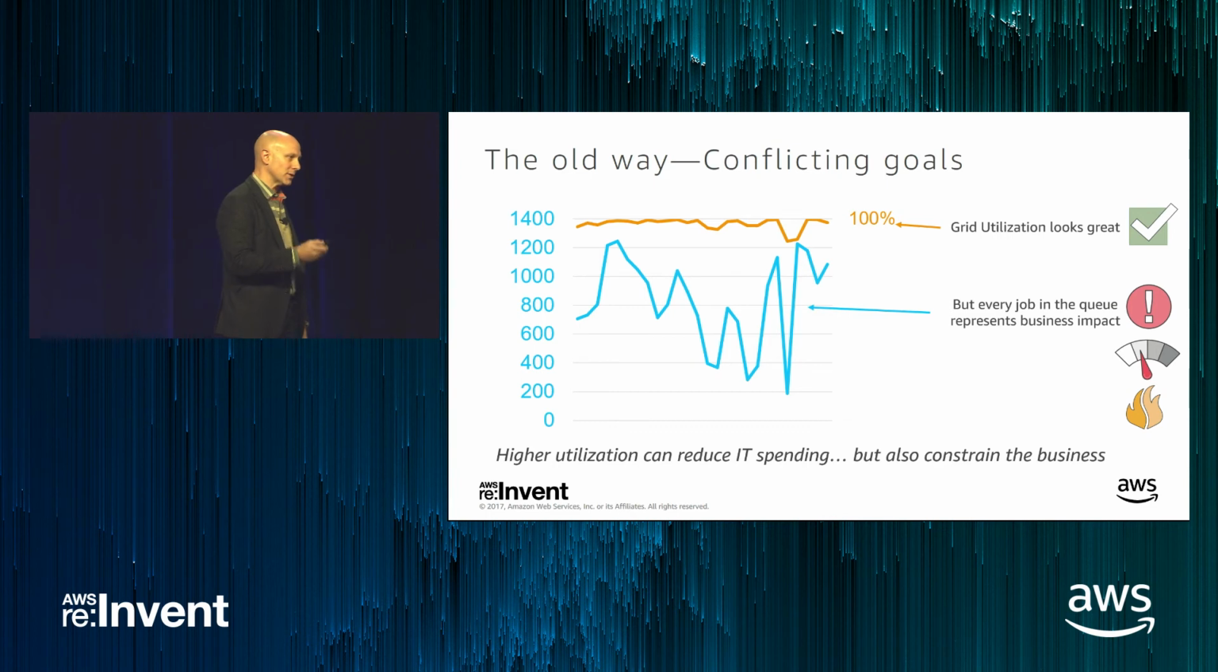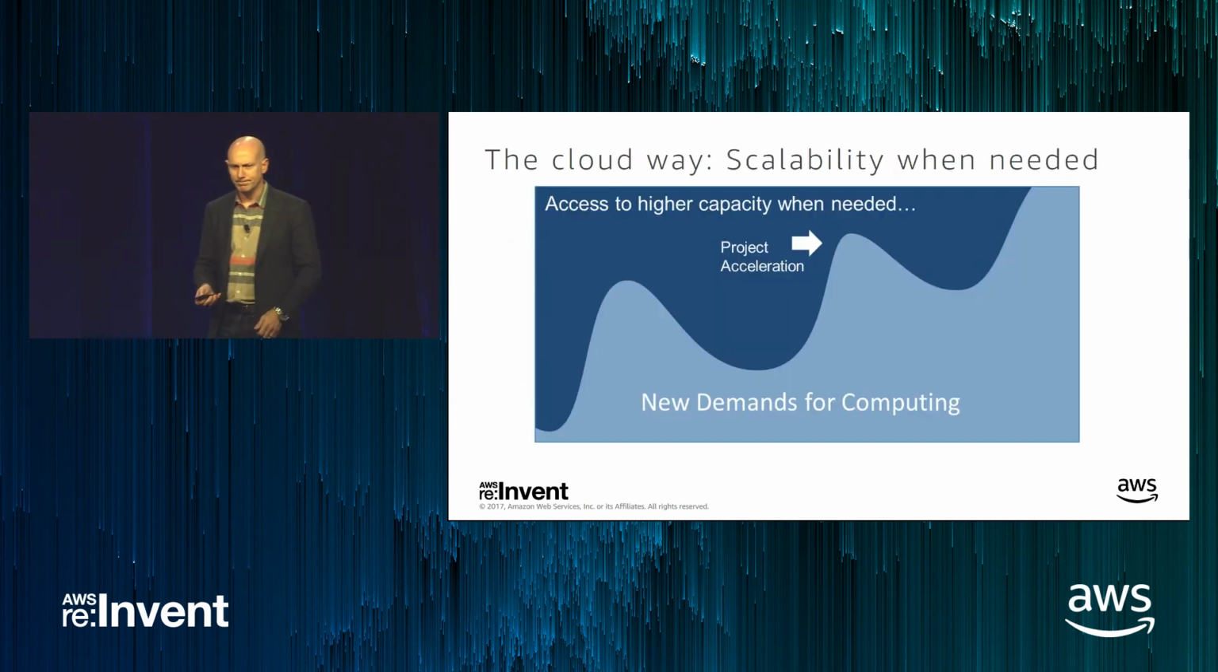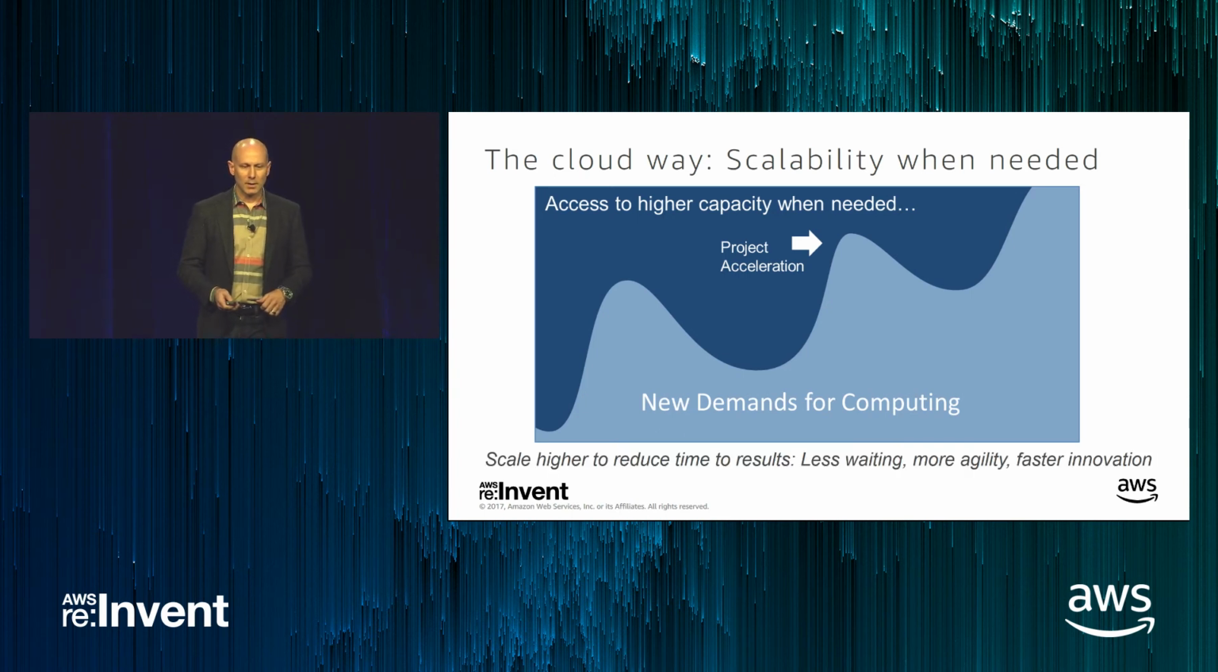So high utilization, what's the message? It reduces your IT spending, but it constrains the business. Right, this is the promise of the cloud, and I'm going to tell you how to achieve both goals. Scalability when needed. You're going to have access to higher capacity when needed. You're going to accelerate those projects. You're going to invest in new demands for computing. You're going to allow your people to be innovative without costing you an arm and a leg. Scale higher, reduce your time to results, less waiting, more agility. This all sounds great, right?